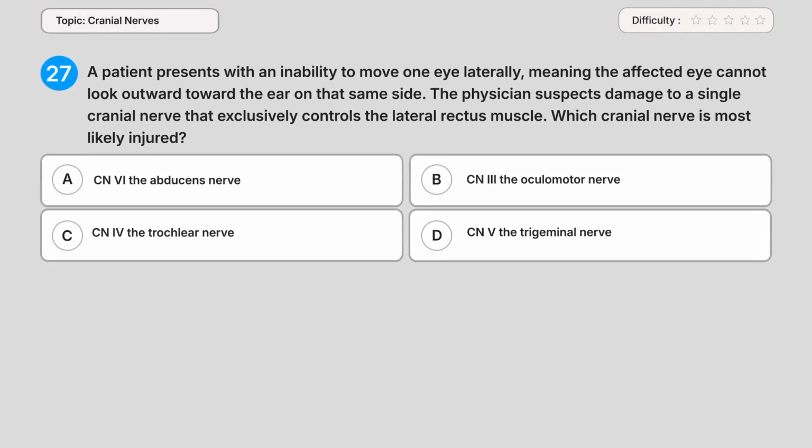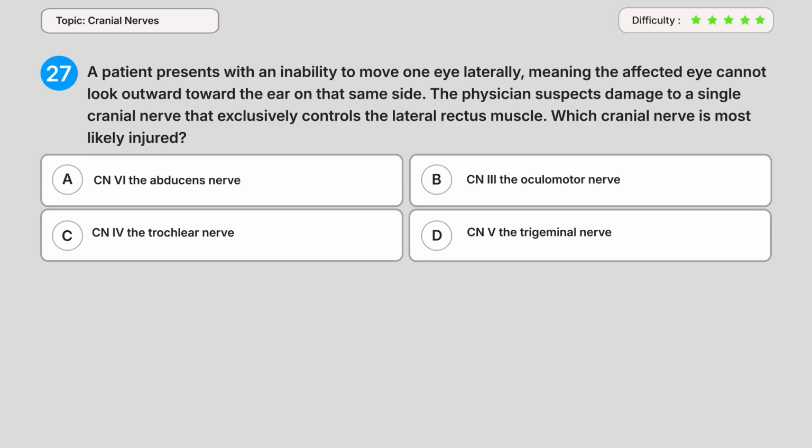27. A patient presents with an inability to move one eye laterally, meaning the affected eye cannot look outward toward the ear on that same side. The physician suspects damage to a single cranial nerve that exclusively controls the lateral rectus muscle. Which cranial nerve is most likely injured?